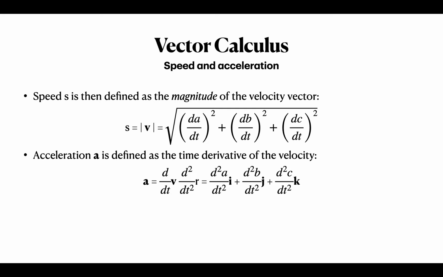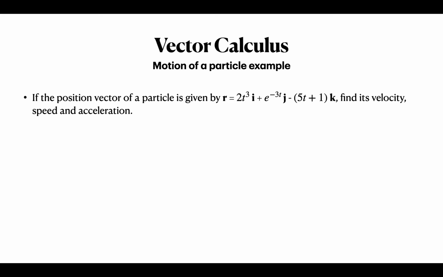Now, what kind of question can I ask you to do? And it's going to be this simple, folks. You have a position vector r, and there'll be some function of time multiplying the i, some function of time multiplying the j, and some function of time multiplying the k. And all you have to do then is differentiate to get the velocity. You differentiate the i component with respect to time, the j component with respect to time, and the k component with respect to time, and add them.